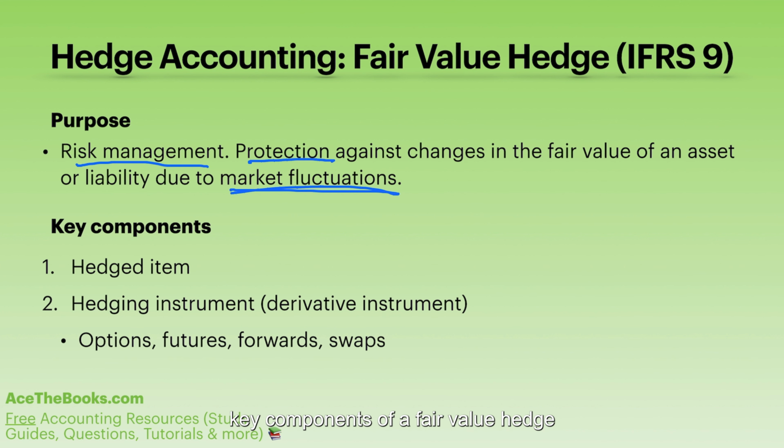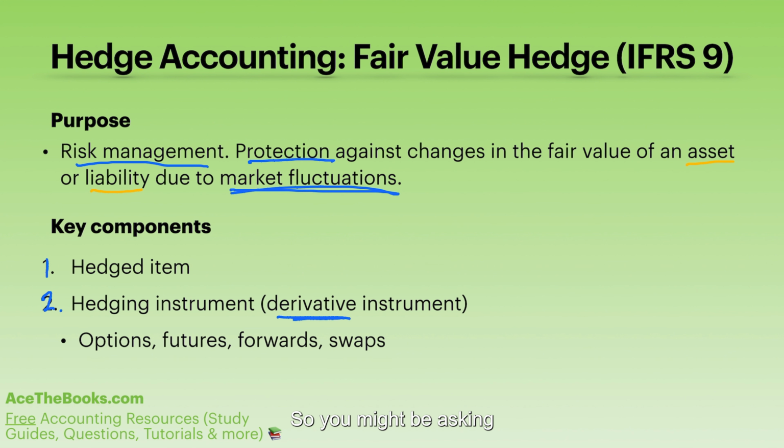There are two key components of a fair value hedge that you must understand. The first is the hedged item. This is the terminology we use when we are referring to either the asset or the liability that we are looking to protect against fair value fluctuations. The second component is the hedging instrument. The hedging instrument is going to be some form of a derivative. So this could either be an option, a future, a forward, or a swap that is entered into to create the hedge that will provide protection against the fair value movement.